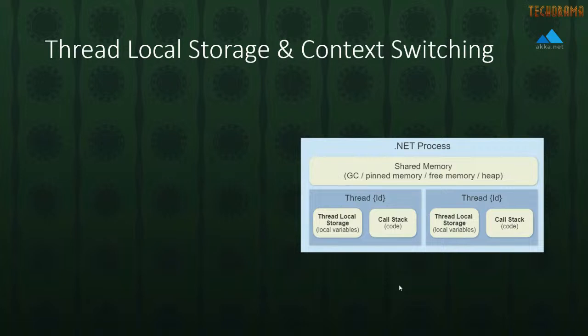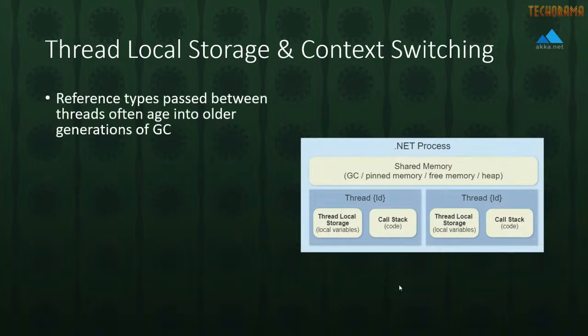Now, the real cost of threads, in terms of, let's say, memory access, is typically their context switching overhead. Context switching is something that happens in every operating system, in every runtime, in every programming language. It's not specific to .NET. But the idea is that basically, reference types passed between threads typically age into older generations of garbage collection.